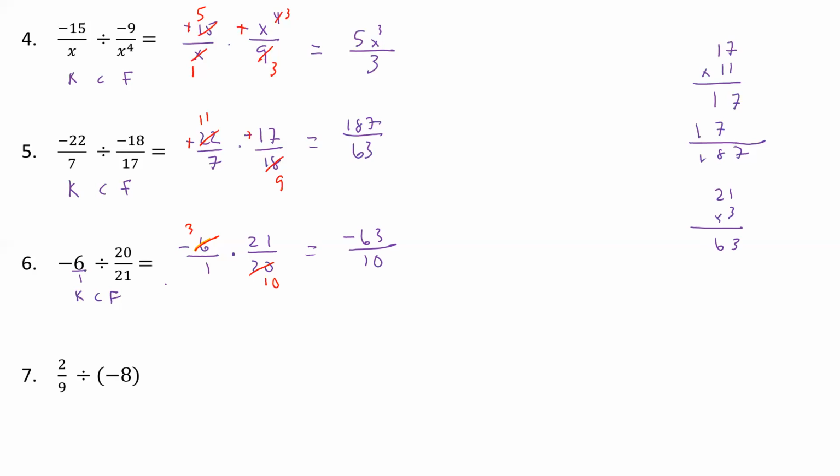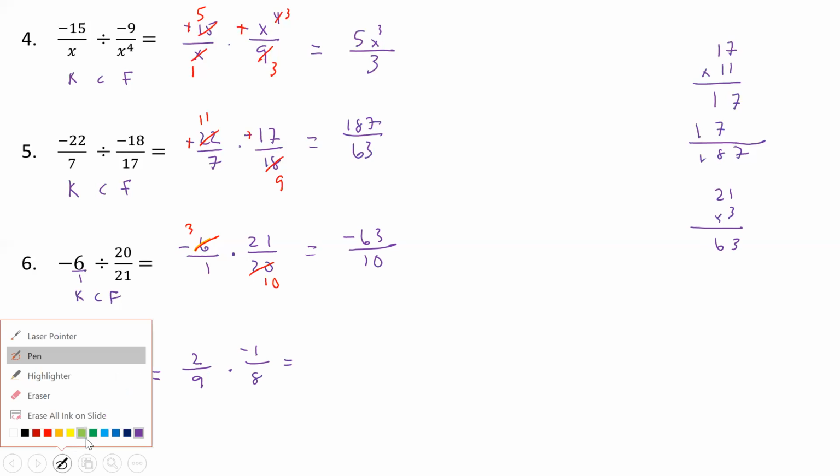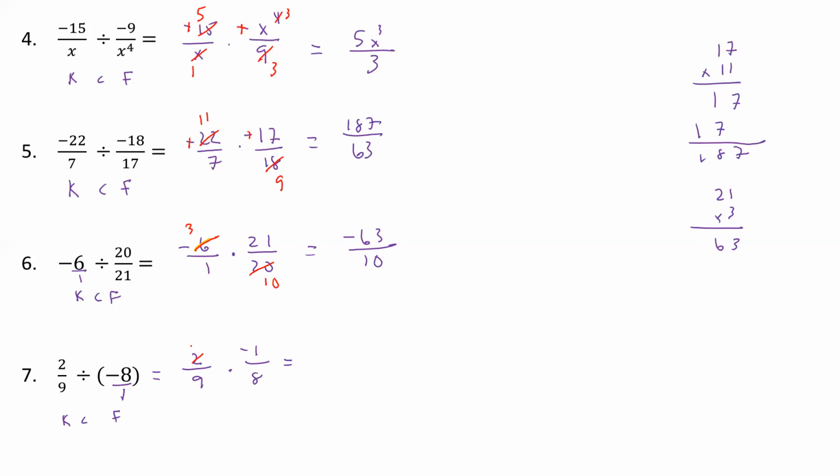All right. What about this one? Well, again, keep, change, flip. Now this is again negative 8 over 1. So that becomes 2 over 9 times 1 over 8, and it's a negative. Now let's go ahead and put our colors here. 2 will go in here once, 2 will go in here 4 times. So that's as far as we can reduce. So 1 times negative 1 is negative 1. 9 times 4, that gives us 36. Okay, so that's all of these we've seen so far.